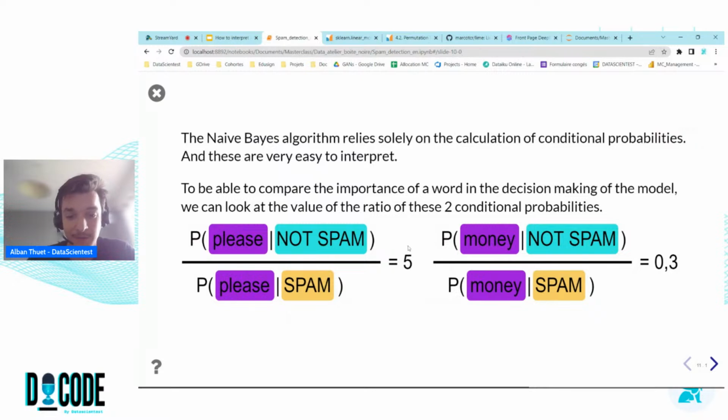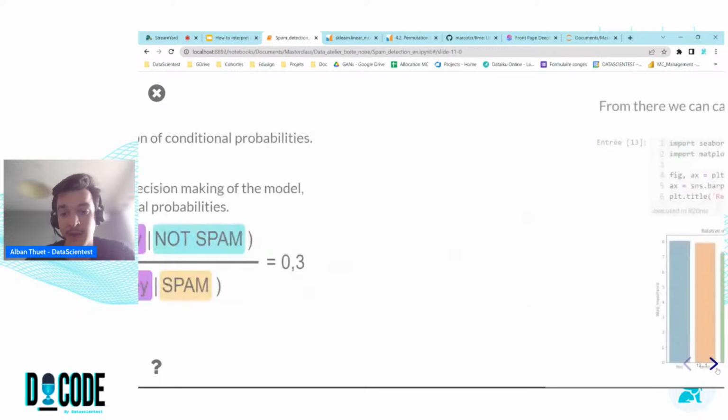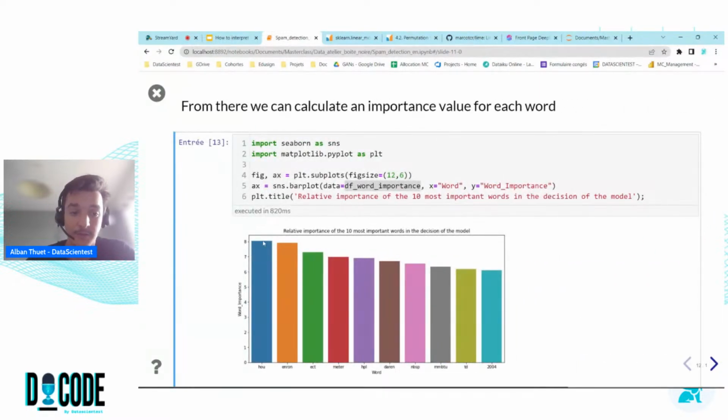First of all, you take the maximum between the ratio or the inverse of the ratio. Then you take the logarithm of it to have something more coherent, and here I just printed the 10 features with the maximum importance. Concretely, I see that those features have names that I don't really understand, like who, Enron, ECT, meter, HPL, Darren, etc. So it seems like something is wrong with the importances of my features.